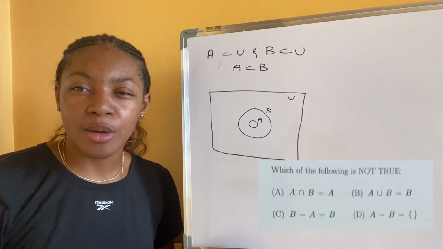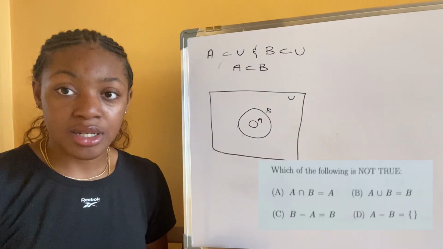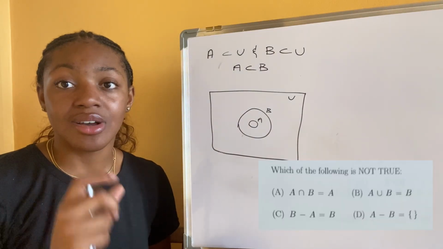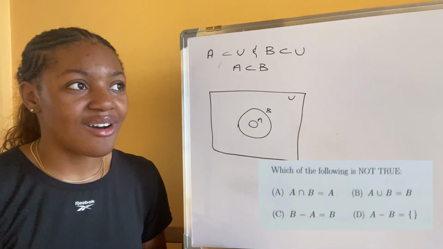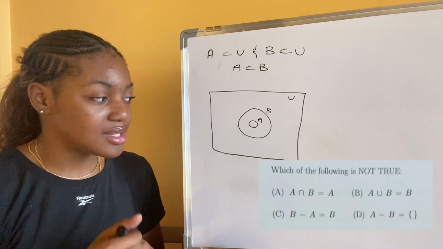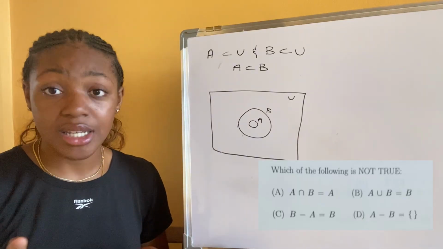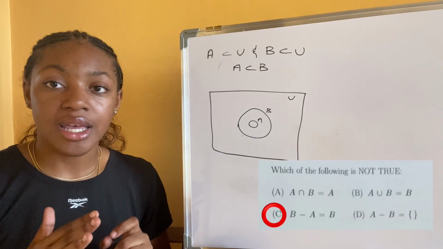And of course, let's look at option D. A minus B equal empty set. So this is telling us all of the elements of A that are not in B. A is a subset of B. That means that all of the elements that are in A are also in B. That means that this would be an empty set and option D is true. So our answer to this question is C, B minus A equal B. That's false.